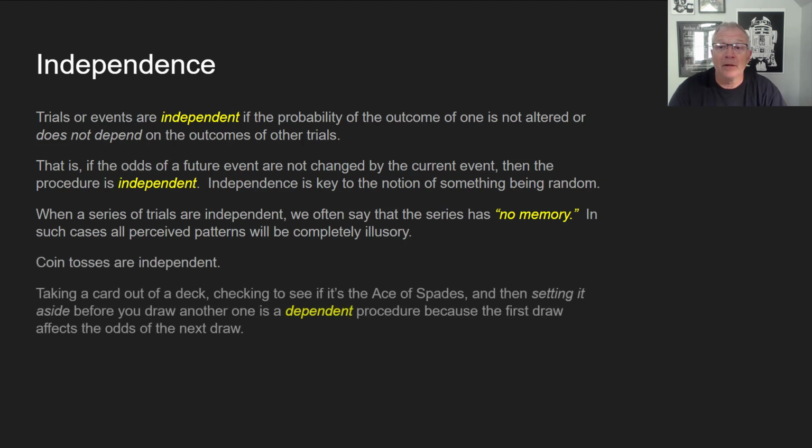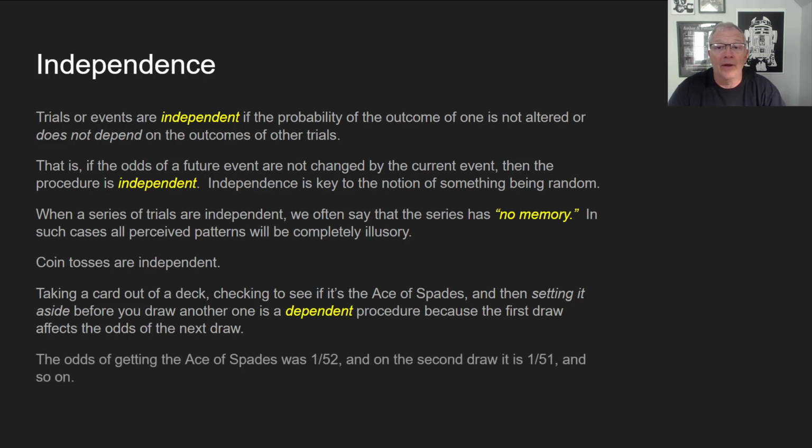Coin tosses are independent. Taking a card out of a deck, checking to see if it's the ace of spades, and then setting it aside before you draw another one is a dependent procedure because the first draw affects the odds of the next draw. The odds of getting the ace of spades was 1 in 52. On the second draw, it's 1 in 51. That is, if I didn't get the ace of spades on the first draw.